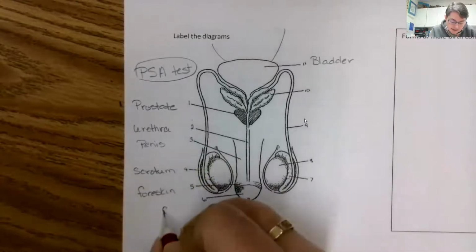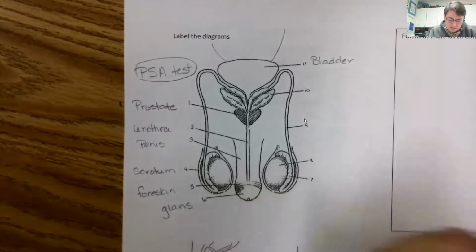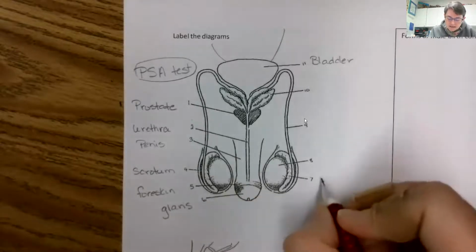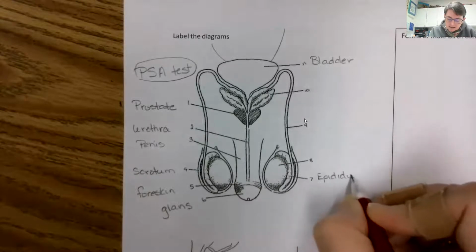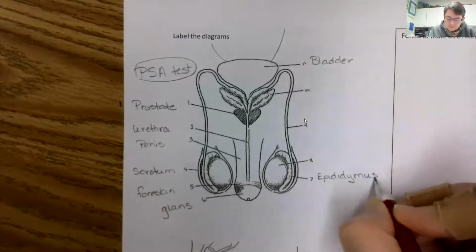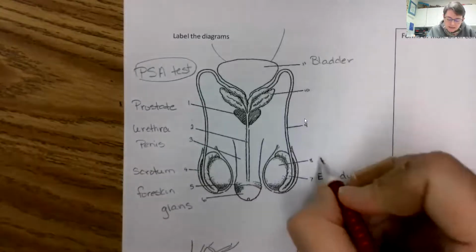Number 6 is glans, which is basically the head of the penis. Number 7 is epididymis. And number 8 is the testes.